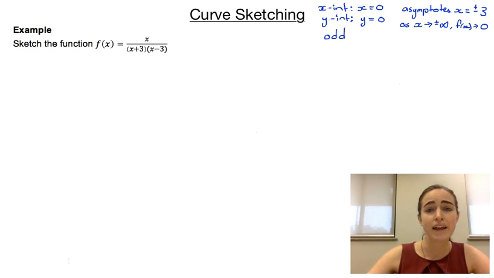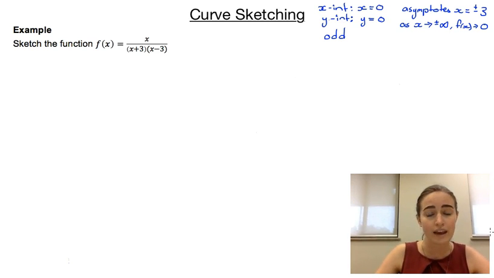All right, now I've had to rub that out to make some room. So I've just summarized what we figured out so far. We know our x and our y intercepts. We know that it's an odd function. We know that we have asymptotes at x equals plus and minus 3. And we know that as x approaches positive and negative infinity, our function approaches 0. So now we want to have a look and see if there's any stationary points. And if they are, we want to figure out where they are and what type of stationary points there are.